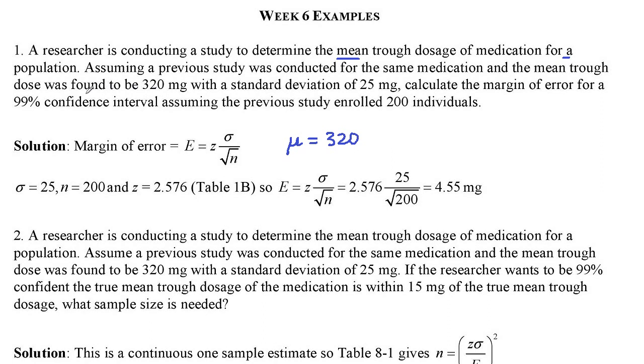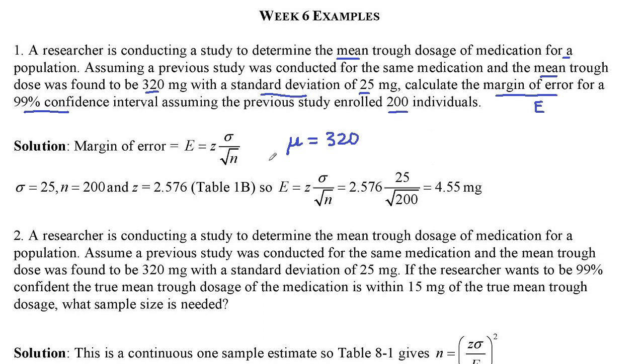So that's mean 320. And our standard deviation was 25. So that's telling us sigma is 25 here. Calculate the margin of error. So we want E, the margin of error, for a 99% confidence interval, assuming the previous study enrolled 200 individuals.